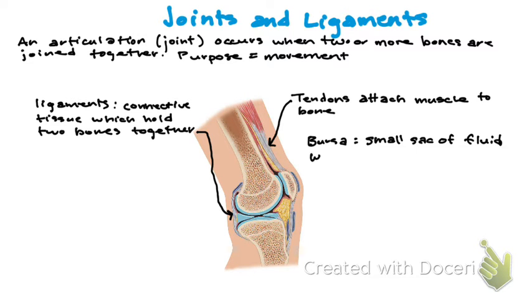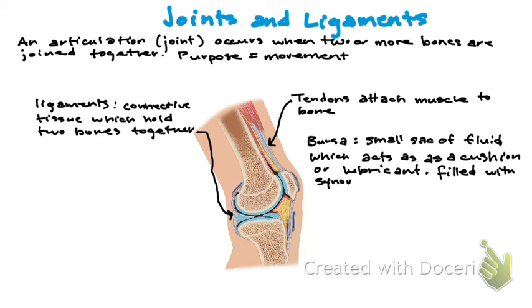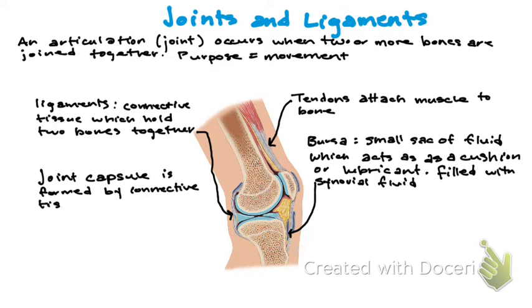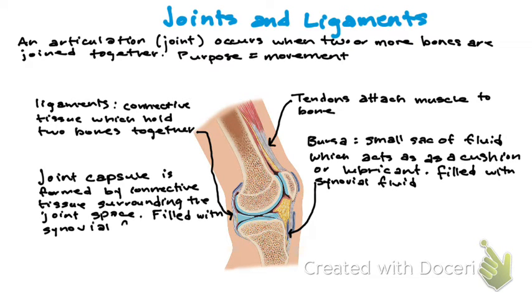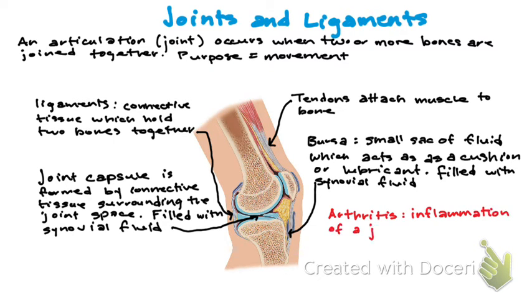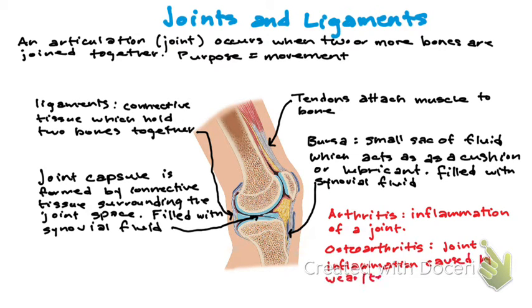A bursa is a small sac full of fluid which acts as a cushion. It's filled with synovial fluid. In this case, this bursa is padding the patellar tendon. A joint capsule is formed by connective tissue surrounding the joint space. It is also filled with synovial fluid. Arthritis is a general term that denotes inflammation of a joint. Osteoarthritis is joint inflammation caused by normal wear and tear of the bones in the joint.